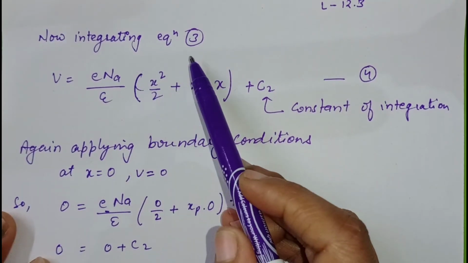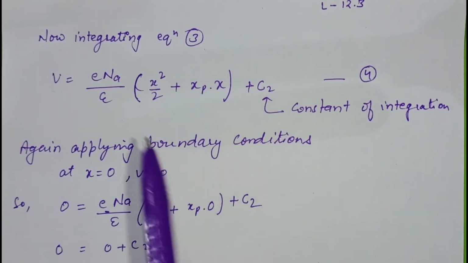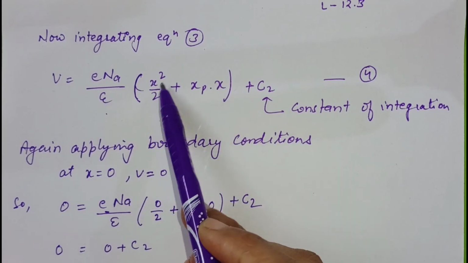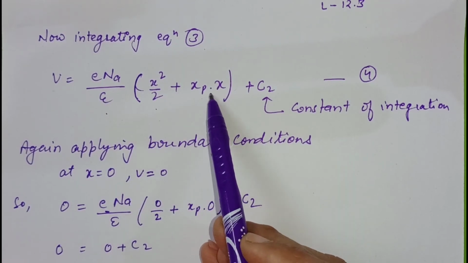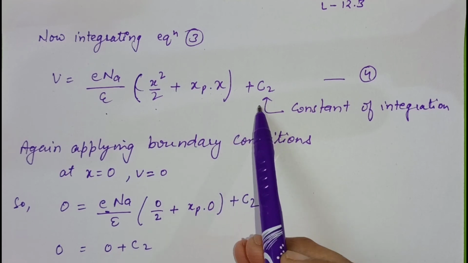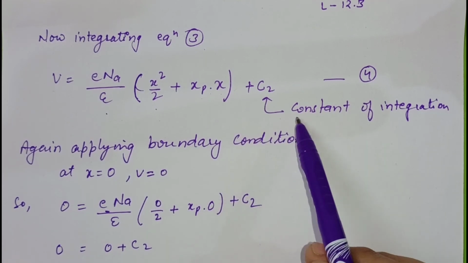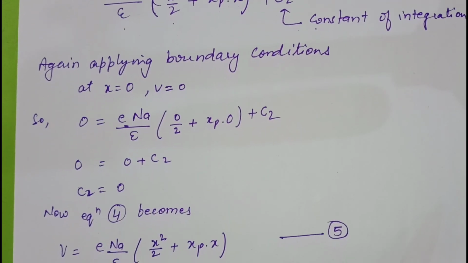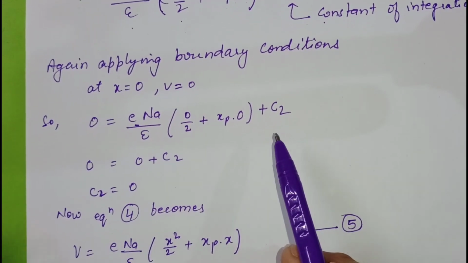Now integrating this equation 3, we will get V equals E NA upon epsilon into x square upon 2 plus xp into x plus C2. Now this is again the integration constant. Now we will find the value of this integration constant. Again we will apply boundary conditions.